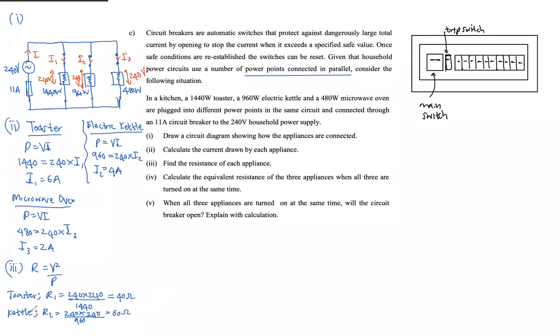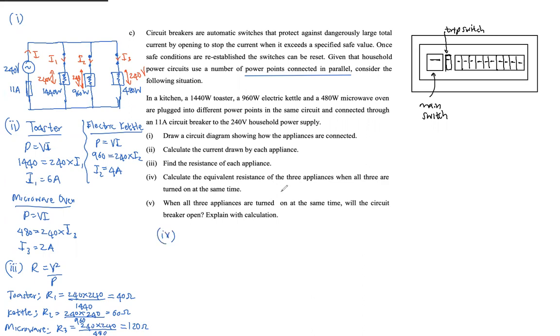And finally, for the microwave oven, when you apply the equation, the resistance R3 is equal to 240 into 240 over the power, which is 480, so that is 120 ohm. Alright, 120 ohm, yes. These are the resistors, done. Roman 4.